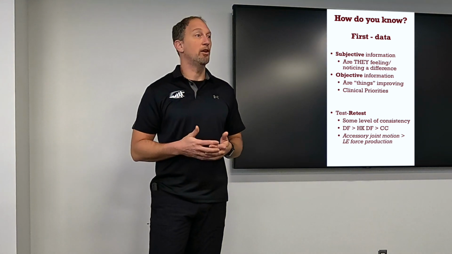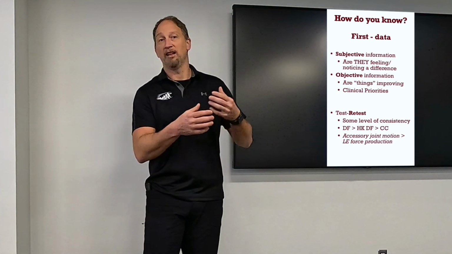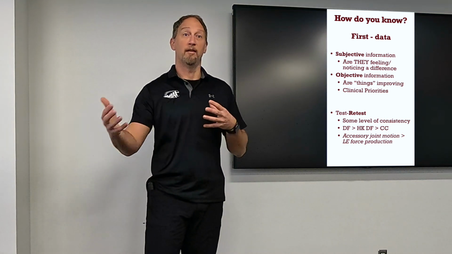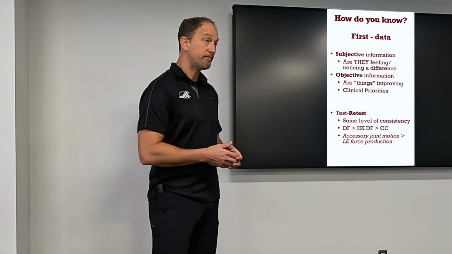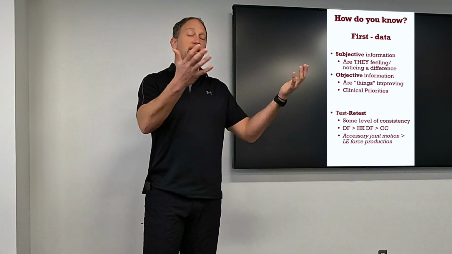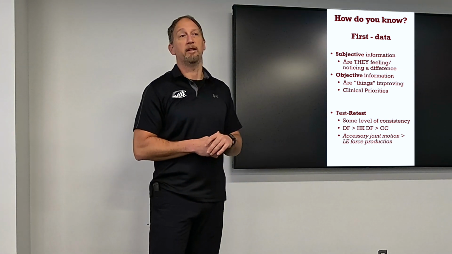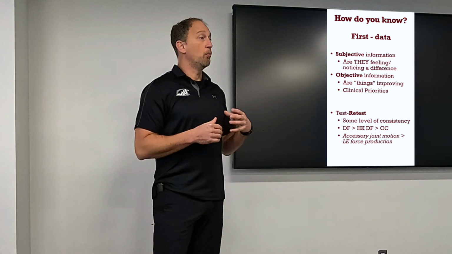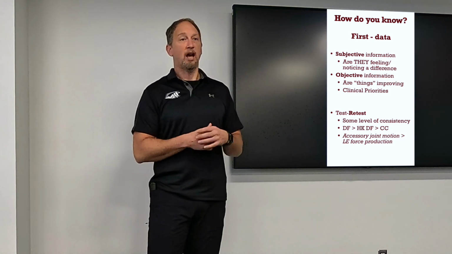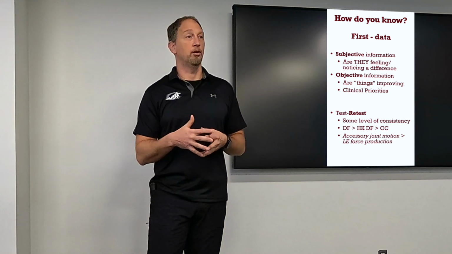How do we actively guard against that? Objective information. They're telling us what's going on. I need to confirm or deny that with some kind of objective metric. What is that? I don't know. It depends what you found in your assessment. It depends what you identified as a clinical priority. If our clinical priority today is effusion, I might use girth measurements around that joint, above and below the joint.